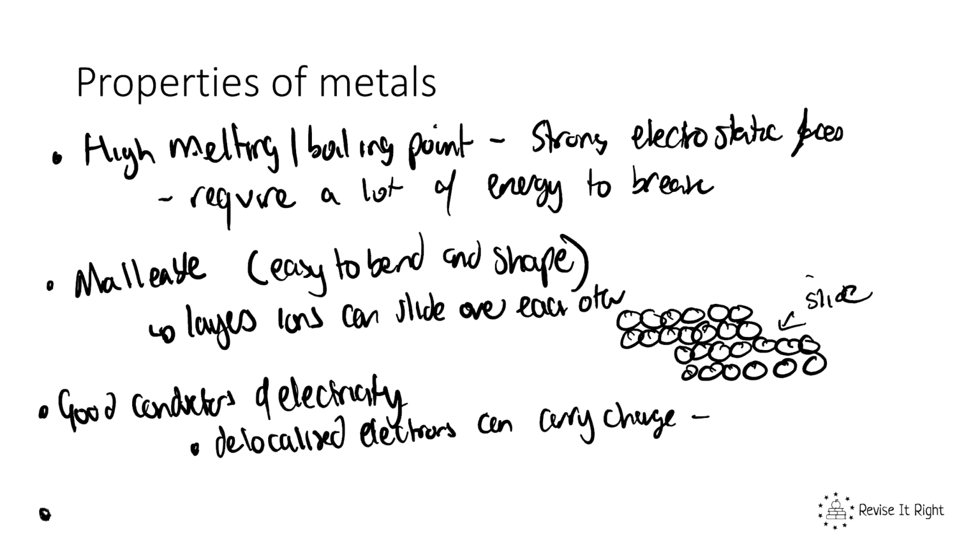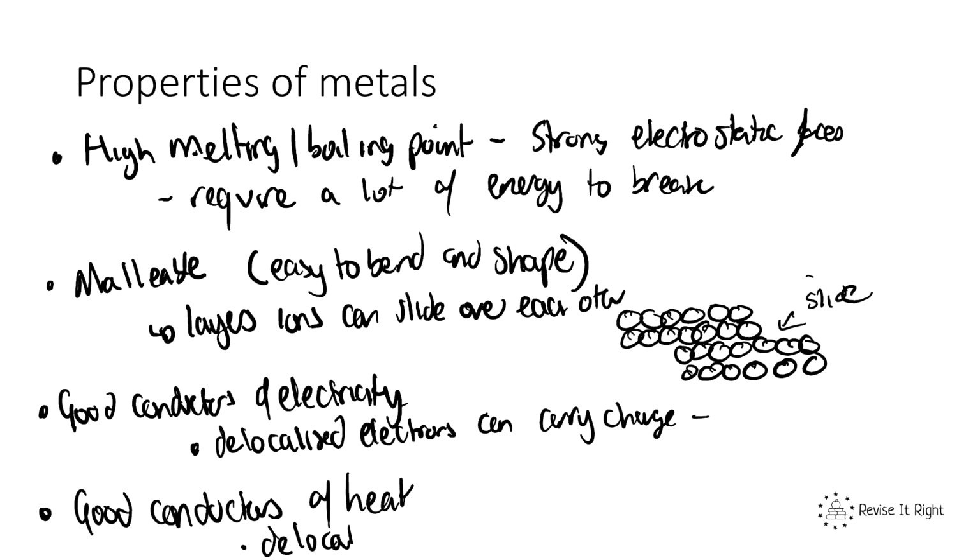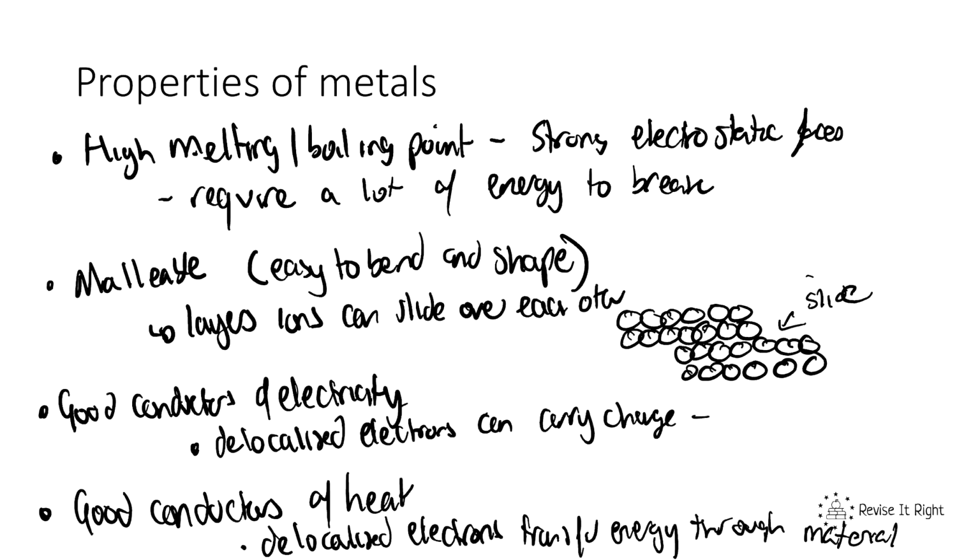The final property that we're going to look at is that they also are good conductors of heat. They're good conductors of heat because, again, the delocalized electrons are free to move, they can transfer the energy around the metal and through the metal. So the delocalized electrons, because they're free to move, can transfer the energy, i.e. the thermal energy, through the material. And this makes them good conductors of heat.